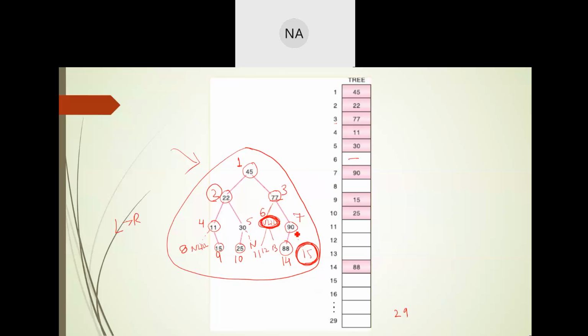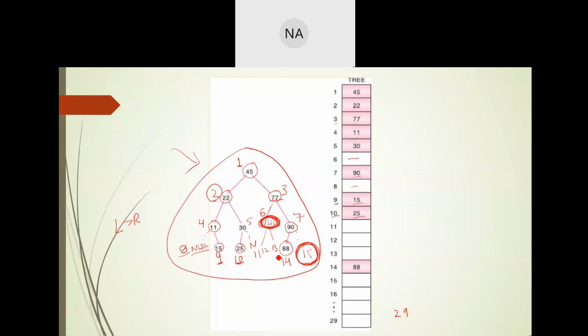7 is assigned to 90, so at location 7 we have 90. Number 8 is assigned to the null node, so at location 8 we have nothing. 9 is assigned to 15, so at location 9 we have 15. 10 is assigned to 25, at location 10 we have 25.